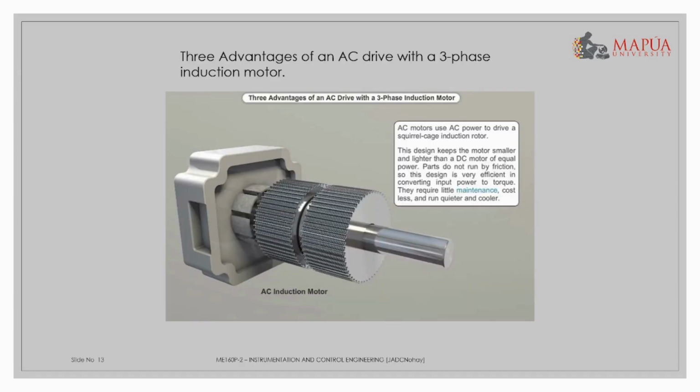An AC motor uses AC power to drive a squirrel cage induction motor. This design keeps the motor smaller and lighter than a DC motor of equal power. Parts do not run by friction, so this design is very efficient in converting input power to torque. They require little maintenance, cost less, and run quieter and cooler.